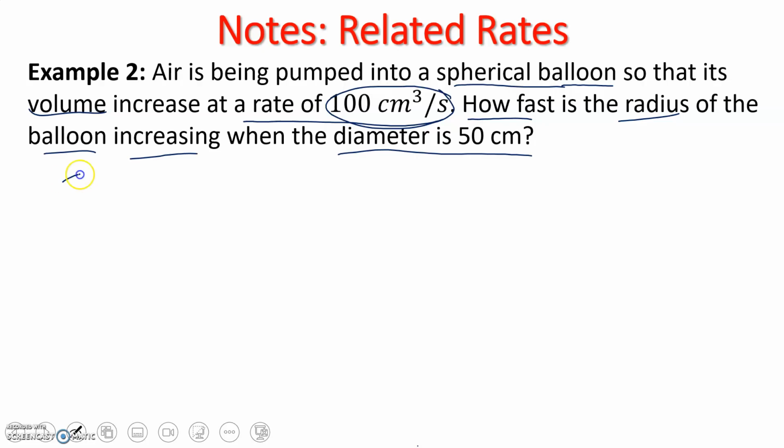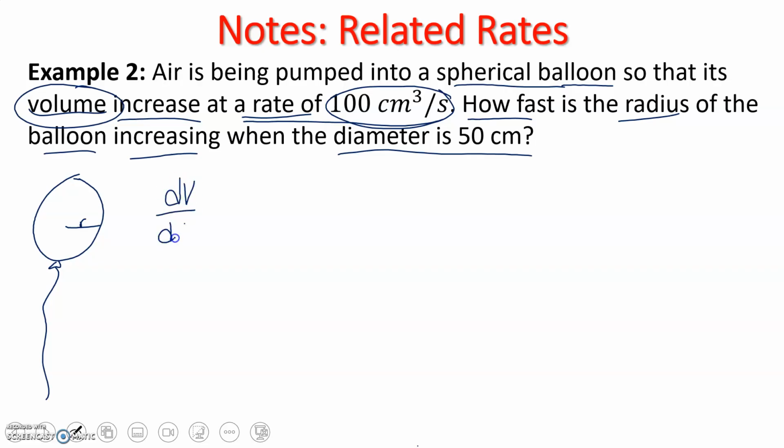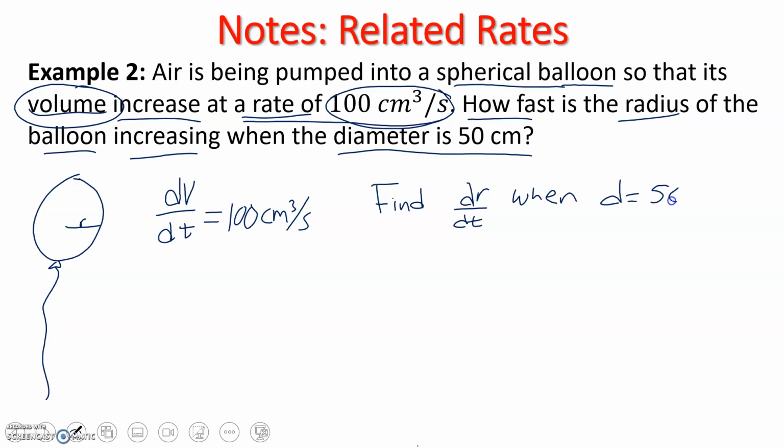Okay, let's start with what we have. We have a spherical balloon. So imagine a perfect sphere. We know this is based on the radius. We know that the volume is increasing at a rate. So we know dV/dt, the change in volume with respect to time, is 100 cubic centimeters per second. We want to find how fast the radius is changing, so we're trying to find dr/dt when the balloon has a diameter of 50 centimeters.